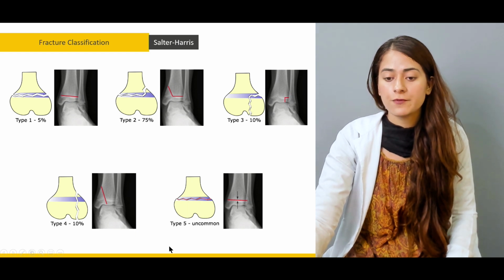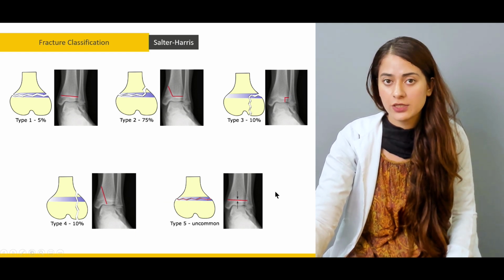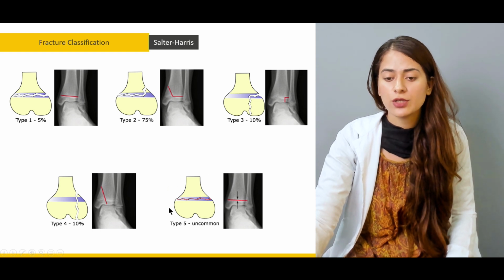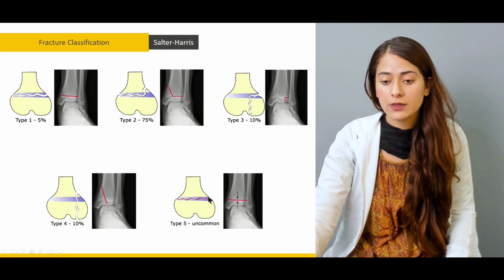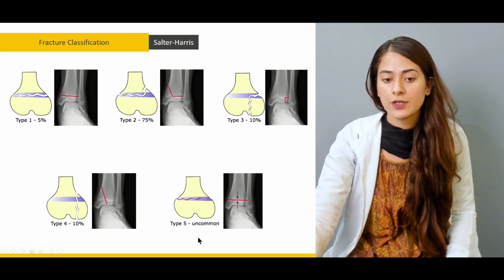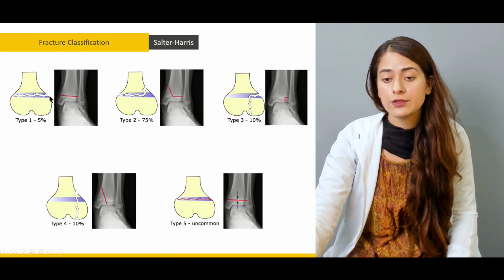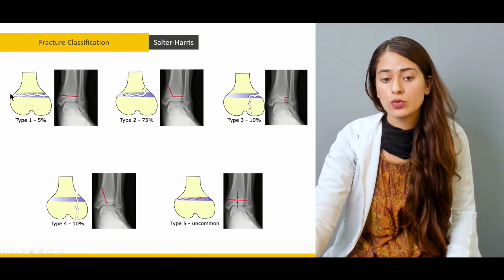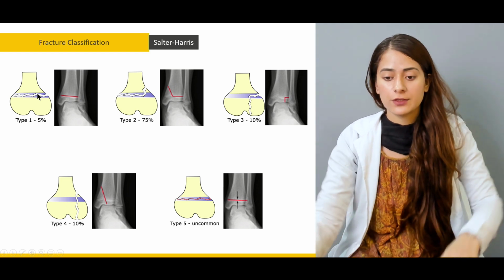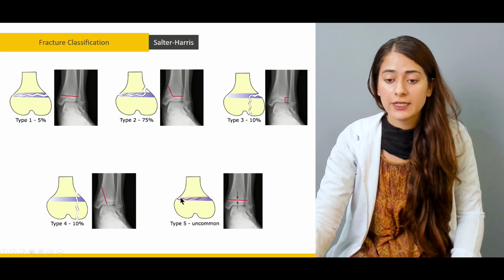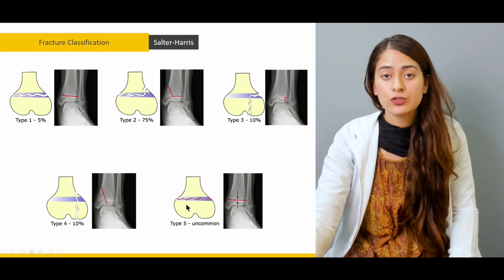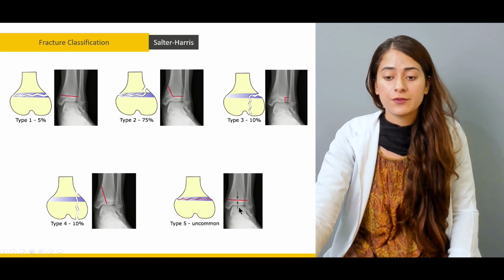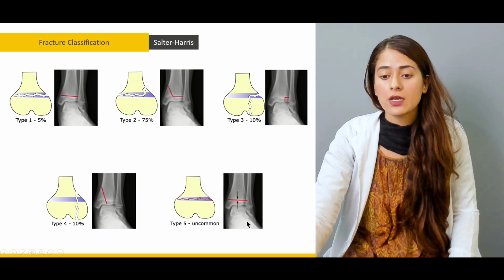And this is the fifth type. This is due to some compression injury or compression stress to the bone. Obviously, this is through and through, but the type 5 Salter-Harris classification is different from type 1 Salter-Harris fracture, because the mechanism of injury is different. The compression will always result in this type of fracture. So obviously the history will play a part in differentiating between type 5 and type 1.